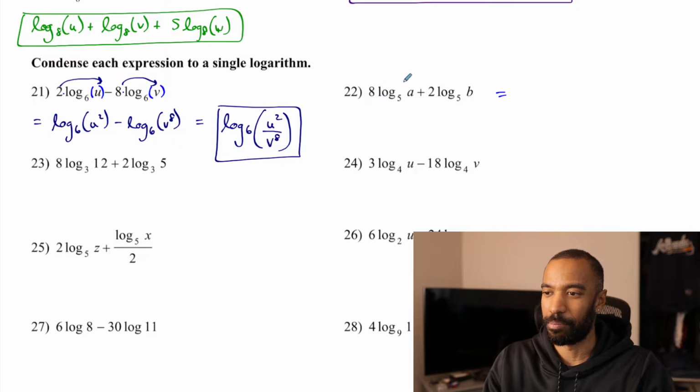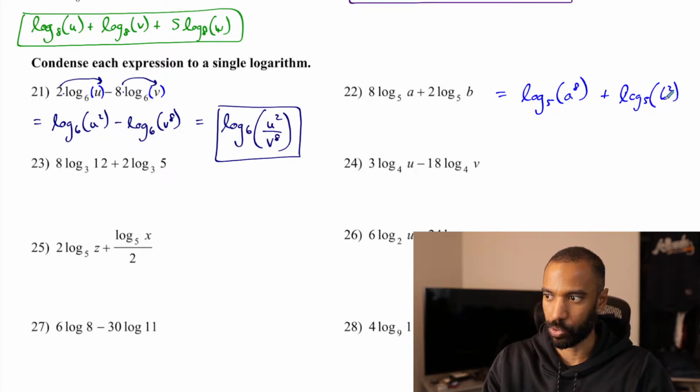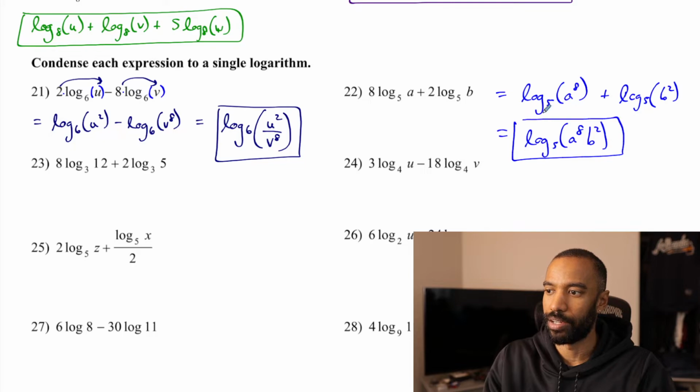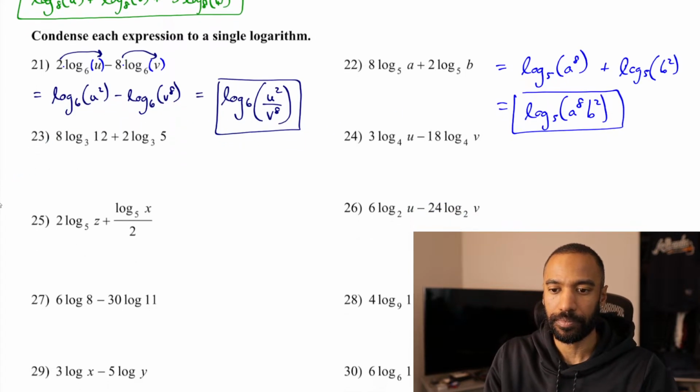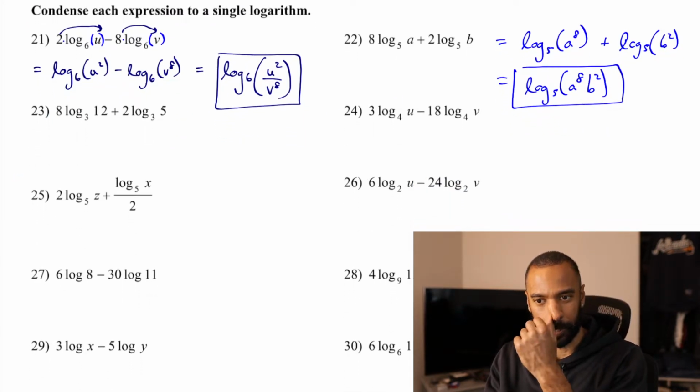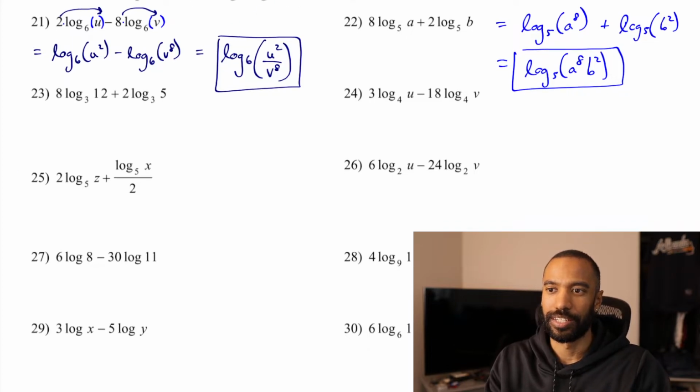So right here, I'm going to bring the 8 in with the a, log base 5 of a to the 8th power. Now this plus here will end up having us multiply log base 5 of b squared. So now this will lead to a product, log base 5 of a to the 8th times b squared. And there we go.